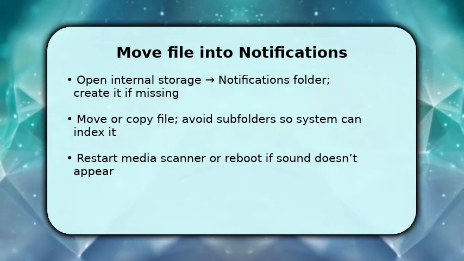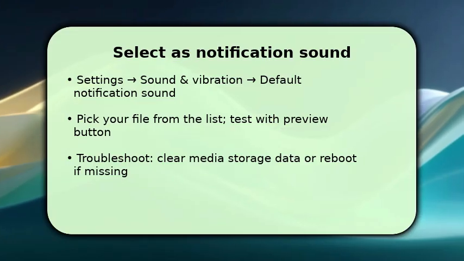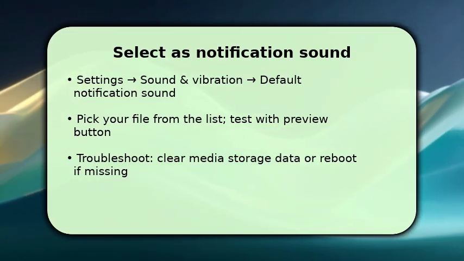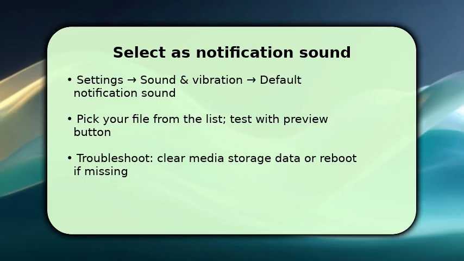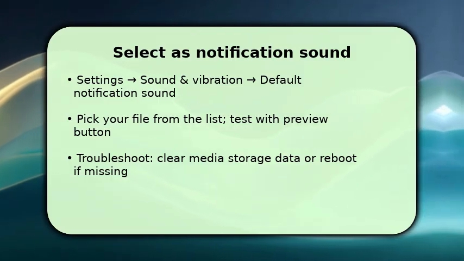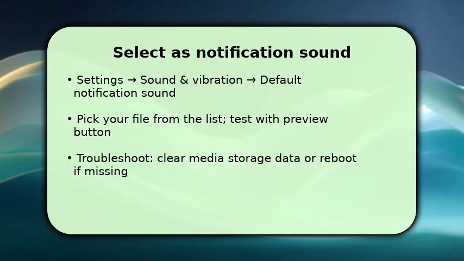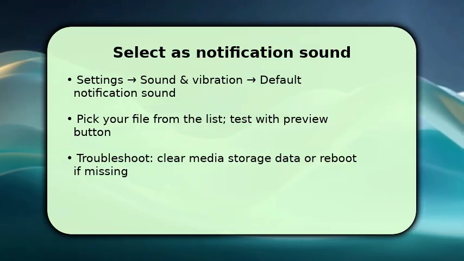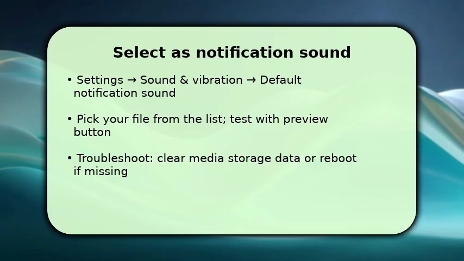Finish by selecting the sound in System Settings. Go to Settings, then Sound and Vibration, then Default Notification Sound, then choose your newly added file from the list and preview it. If you want the tone for a specific app, open that app's notification settings and select the same sound.